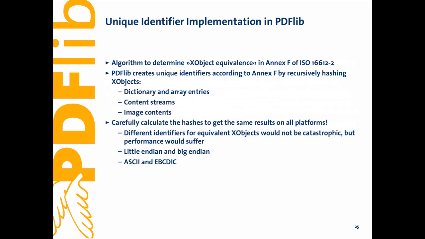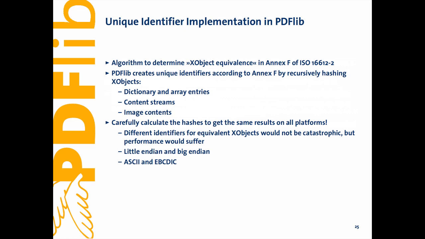How are these unique identifiers calculated? There's a section in the PDF/VT standard that describes an algorithm to determine whether two XObjects are equivalent, and it's a recursive comparison of the XObjects. And we calculate the IDs by recursively calculating hashes for all the dictionaries and streams that are referenced from an XObject. We needed to spend quite some effort to make sure that these unique identifiers are actually the same on all platforms.